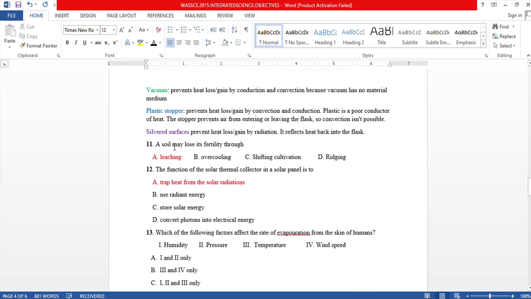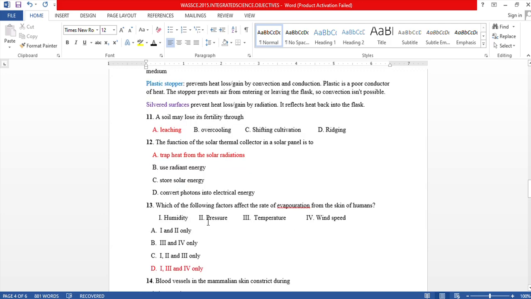Now, number 11, the soil may lose its fertility through leaching. Leaching is a special type of soil erosion in which nutrients are lost from the soil, and then they go out of the reach of the roots of plants. They go deep down, so the roots of the plant are no longer able to reach it, and then they do not grow properly. So that's what we call leaching. So a soil may lose its fertility through leaching. Now, number 12, the function of the solar thermal collector in a solar panel is to trap heat from solar radiation. Trap it. So the collector will trap the heat.